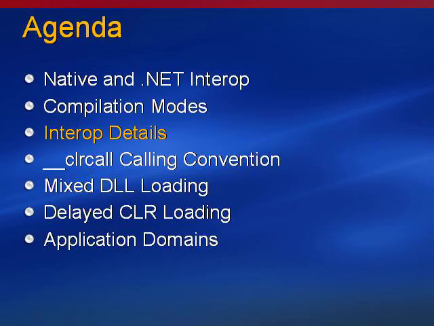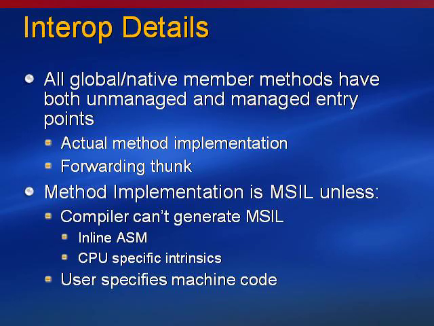So next, let's dive into some of the interop details. And this is where we get into the really meaty, interesting part of the interop and some of the performance issues that you might run into. So this is what's often referred to as the magic of interop, or using our old name for the technology, the magic of IJW. The way we get all this to be wired up appropriately is that all of our global or native member methods have both unmanaged and managed entry points.